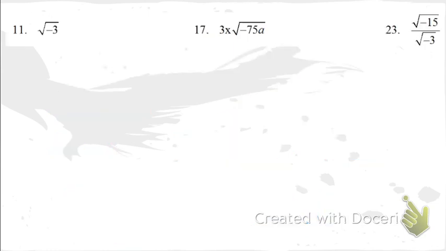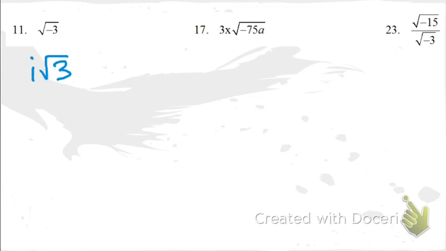Alright, let's just do these three real quick. So the square root of negative 3, well, here we don't need a plus or minus because the square root was already there, so we're assuming it's just positive root negative 3. So that is just going to become i root 3.